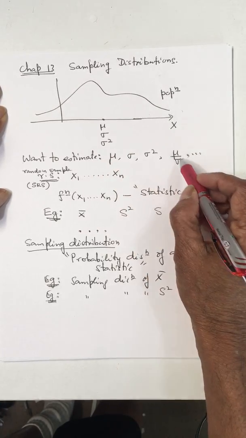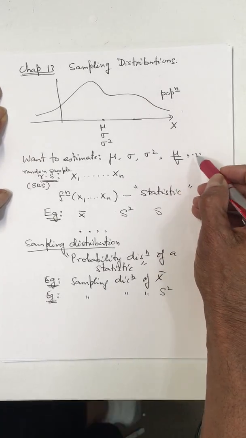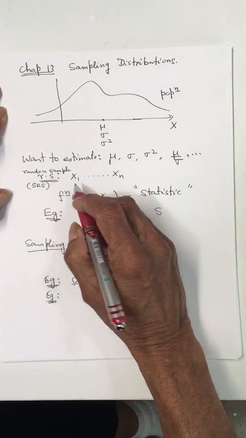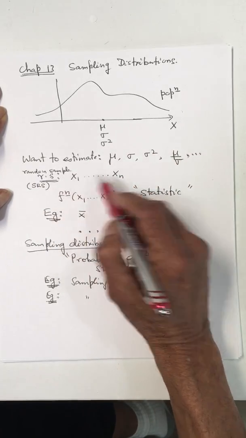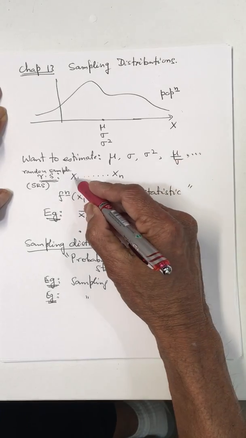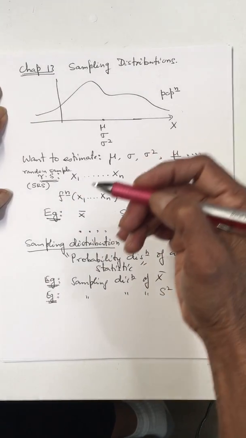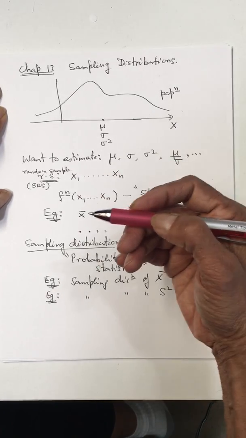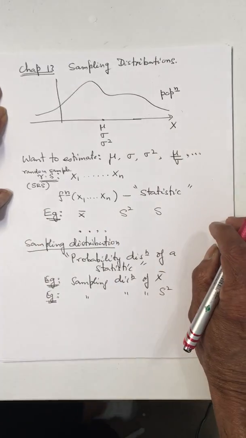either these parameters or functions of these parameters. Sometimes you might be interested in something like mu divided by sigma. Okay, so we are going to estimate these things using a random sample. So you pull a random sample, x1, x2, ..., xn. Sometimes there are other ways to pull random samples, but we are dealing with simple random samples.